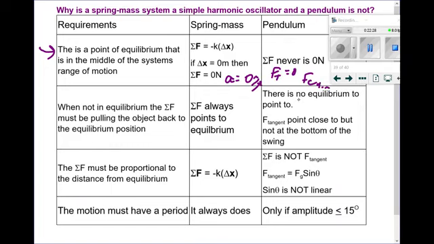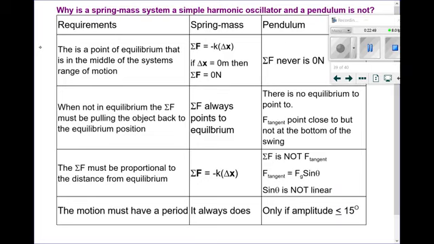So you will always have either a tangential acceleration, a centripetal acceleration, or both at the same time, but you will never have no acceleration. You will never be in equilibrium. So it automatically does not qualify as a simple harmonic oscillator.